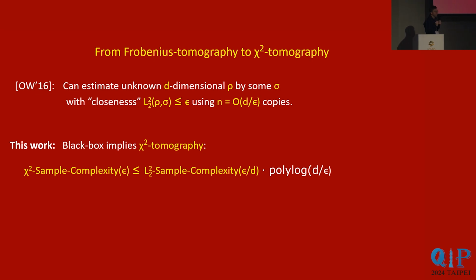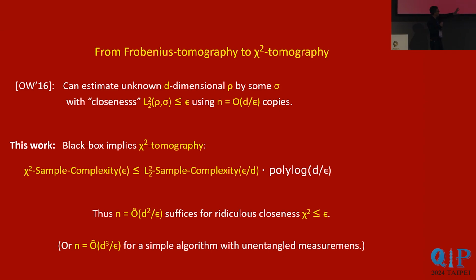And in our work, we show that there's a black box reduction from L2 squared tomography, or Frobenius tomography, all the way to this ridiculous closeness of chi-squared tomography. It's basically a similar form: whatever the sample complexity is for L2 squared learning with error epsilon over d, that's basically your sample complexity for chi-squared tomography, up to some multiplication by polylog d and epsilon factors. Moreover, this reduction is very simple, and therefore it preserves any nice properties that your L2 squared estimator might have. In the same way, this gives you a chi-squared tomography algorithm with d times many more samples than you need for Frobenius tomography, and that's how we get our d squared over epsilon result for chi-squared. And similarly, you can get a d cubed over epsilon algorithm for chi-squared tomography that is really simple and uses unentangled measurements by plugging in the KRT 2014 result I showed you on the previous slide.